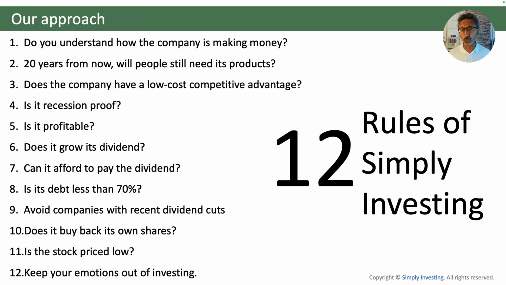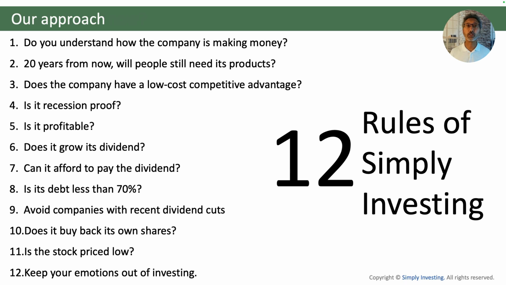You can see the 12 rules up on the screen right now. The goal here is to make sure that before you invest in any company, it passes all of the 12 rules. If it fails even one rule, skip it, move on to something else. Rule number 1, do you understand how the company is making money? If not, skip it, move on to something else.